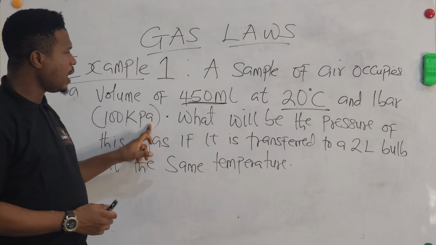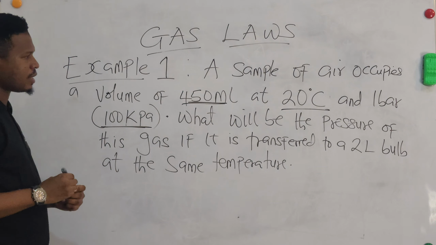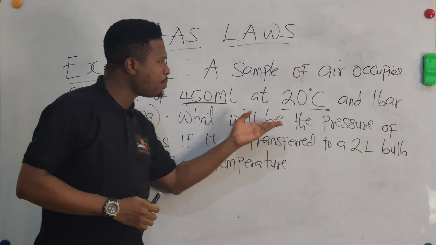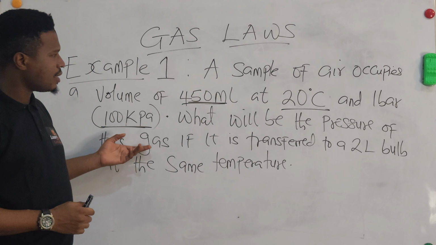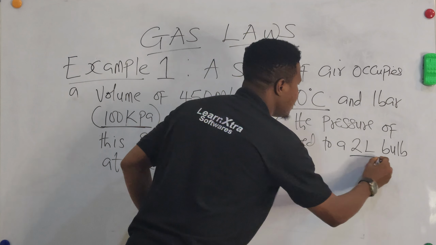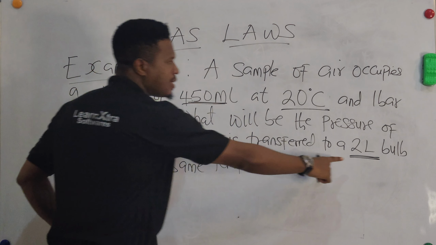Okay, so now, this is the initial pressure of the gas. And the question says, what will be the pressure of this gas if it is transferred to a 2-liter container? This is the second volume. Remember, this is the first volume, and this is the second volume.